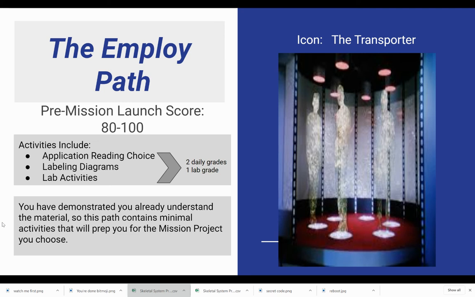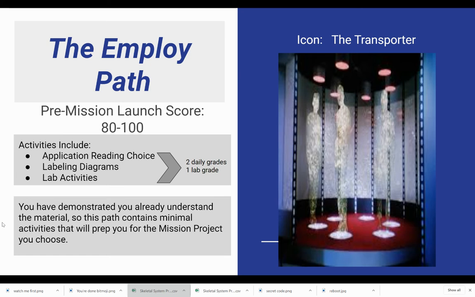And so that's what this pathway is, a means of applying the information you've done and that you already have because you've scored well on this quiz, and doing some application activities. This will be a reading, and you'll have a choice of articles to read. You could possibly label some diagrams or do a lab. So very similar to the Echo Path, but a little more application because you are already at the level of understanding from prior knowledge, or you just really studied well for your pre-mission launch.